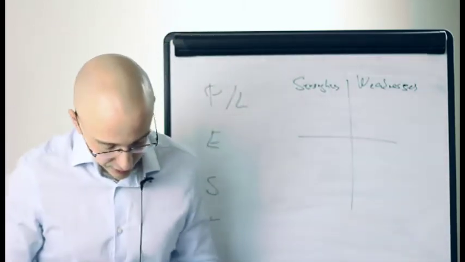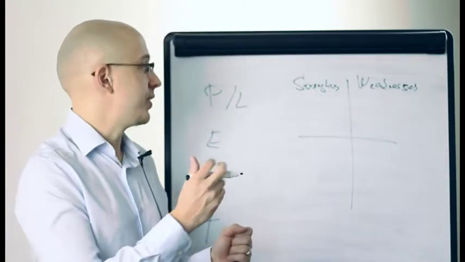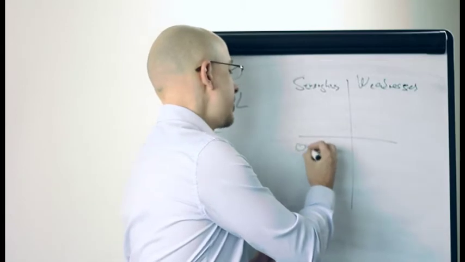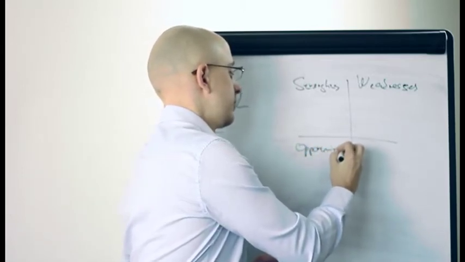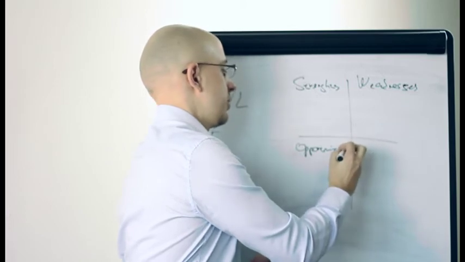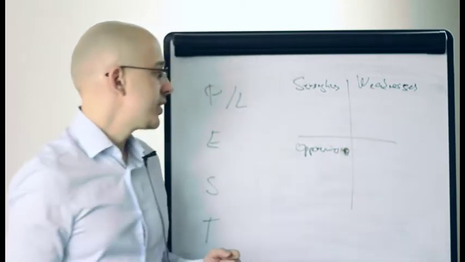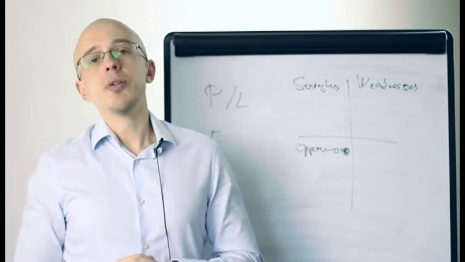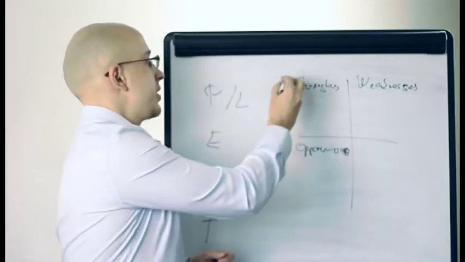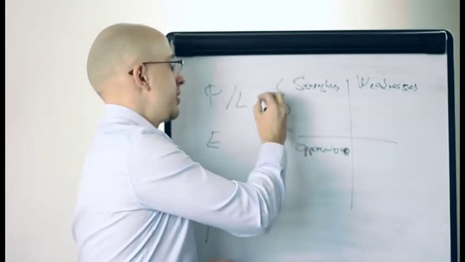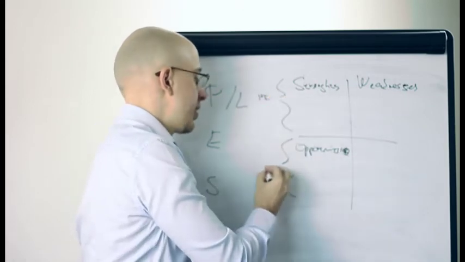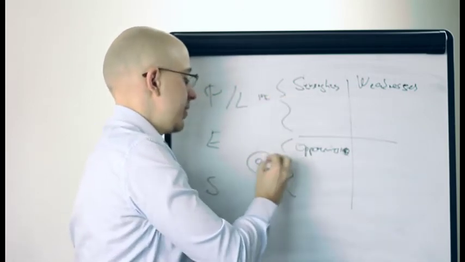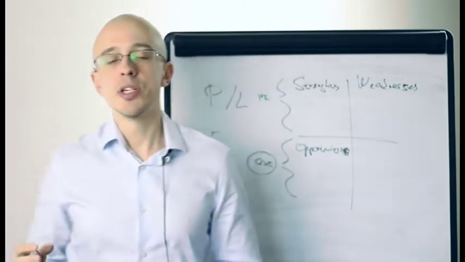Now we have another quadrant. We have opportunities. Okay, opportunities. So obviously now you're looking at the external part. This is the internal part of the analysis, and this is the external part. So this is about environment. So I'm looking at the opportunities.